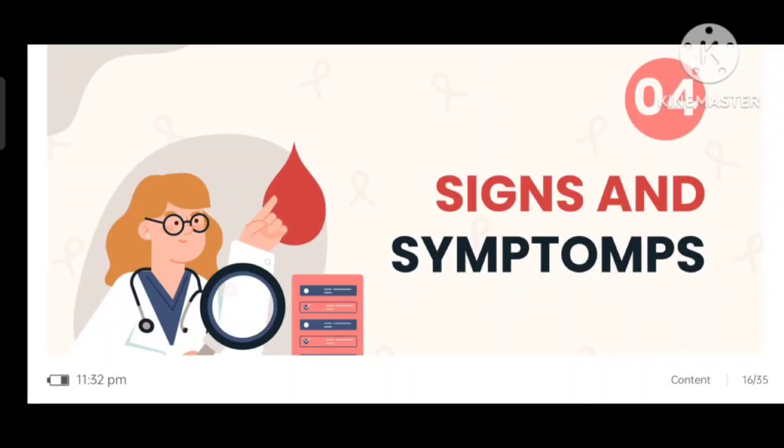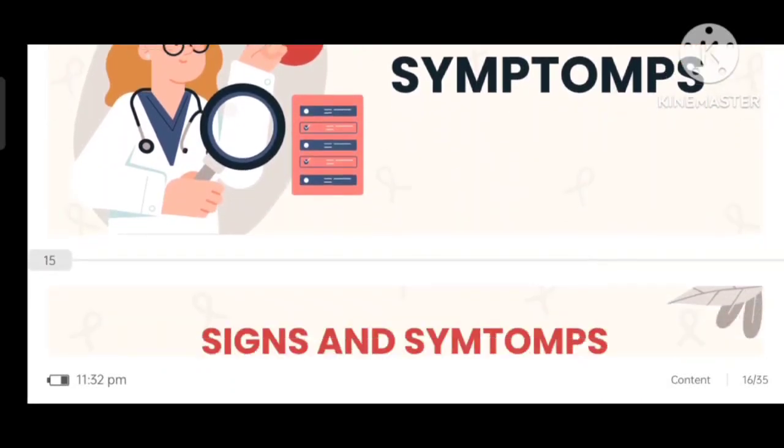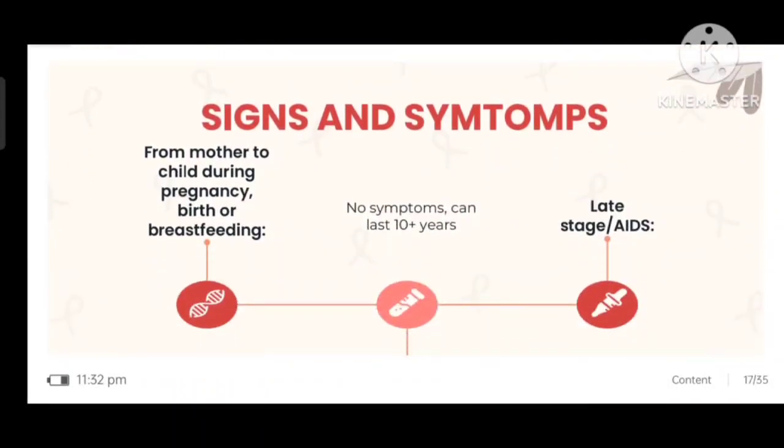Signs and symptoms. HIV symptoms during pregnancy. Symptoms in the beginning stages of HIV may be hard to spot. Symptoms of acute infection may begin around 2 to 4 weeks after the first exposure to the virus. Symptoms are similar to those of the flu.